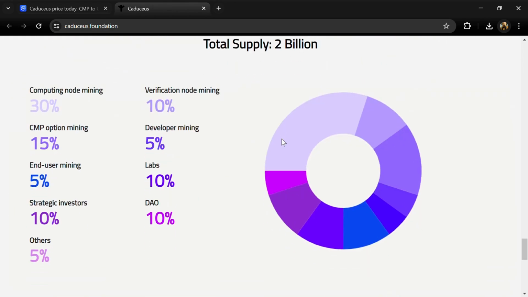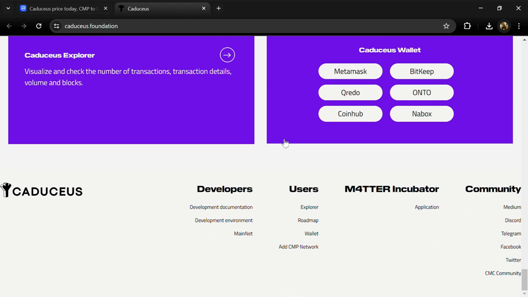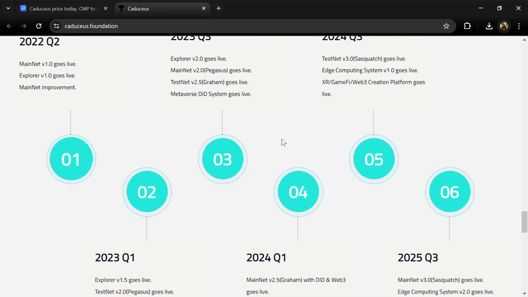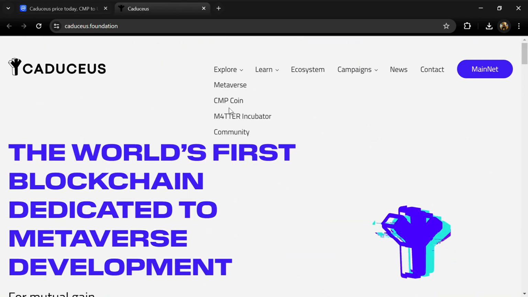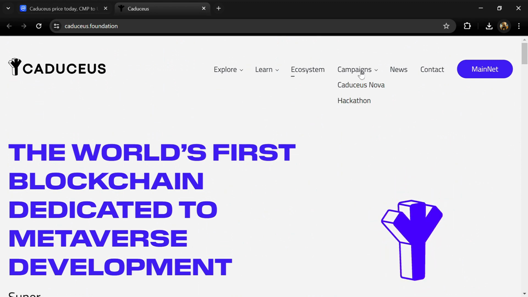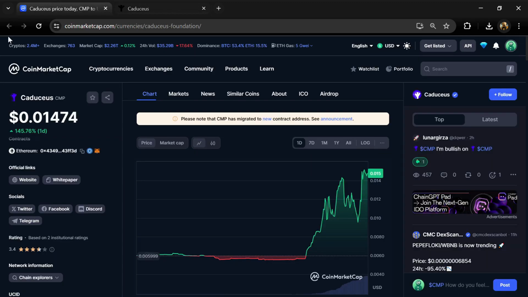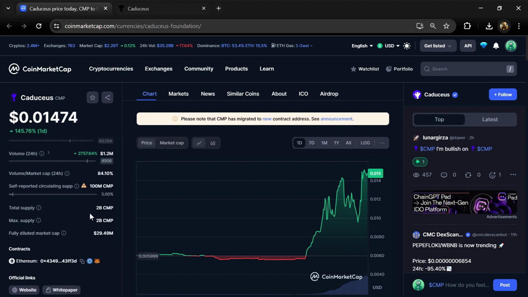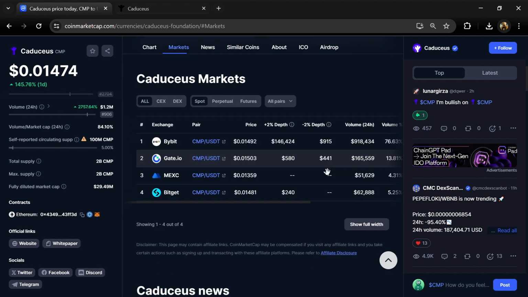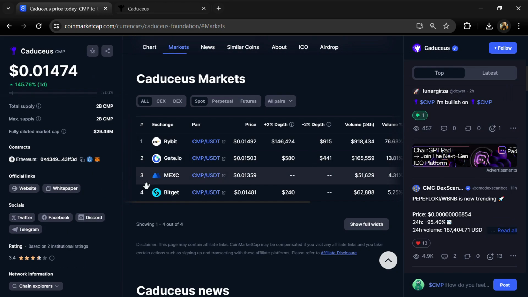Founded and developed by a group of international investors and blockchain experts, Caduceus has brought together a range of talent to oversee this ambitious project. Caduceus project institutional rating is 3.4. Caduceus token total supply is 2 billion and circulating supply is 100 million CMP token. CMP token is listed on Bybit, Gate.io, MEXC, and other exchanges.